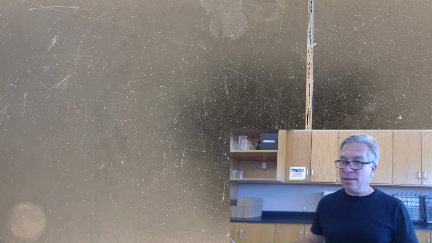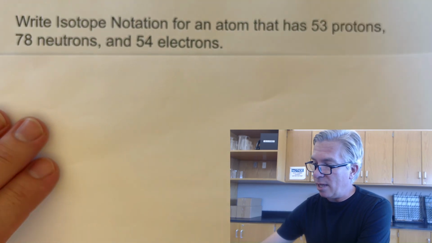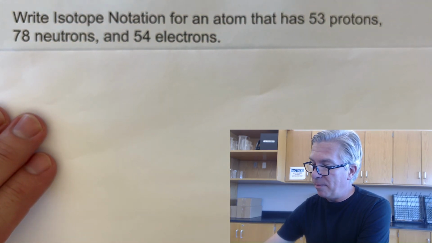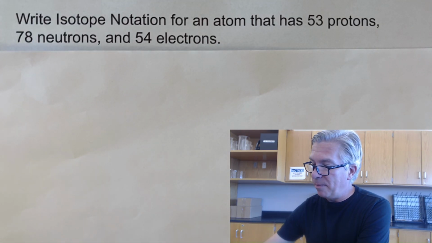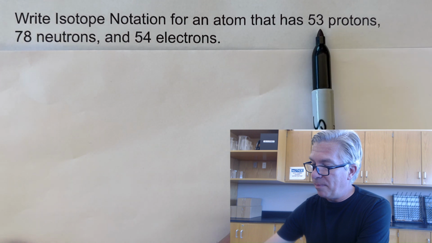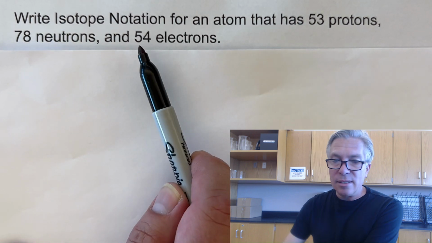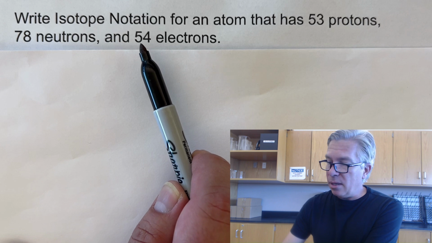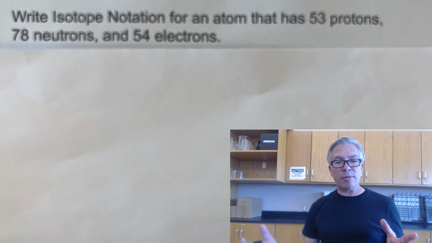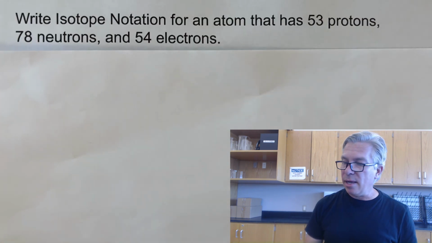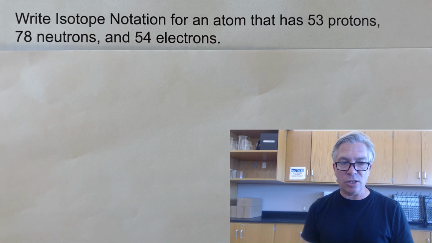In case you're wondering, yes, I did already solve the pause the video problem, unlike the last video when I just went ahead and did it. But here's the prompt. We're going to write isotope notation for an atom that has 53 protons, 78 neutrons, and this time 54 electrons. So grab your periodic table, pause the video, and see if you can come up with isotope notation for this one.